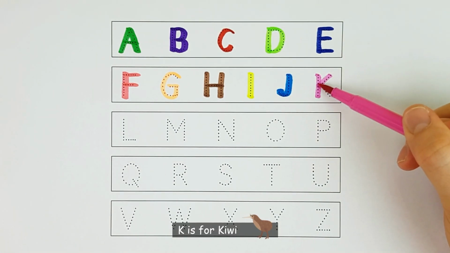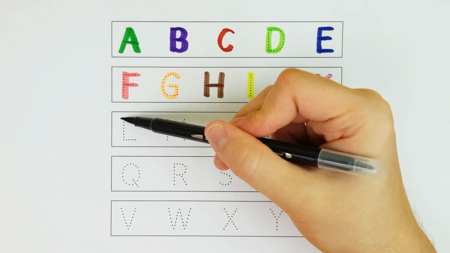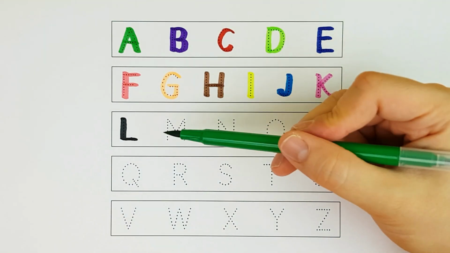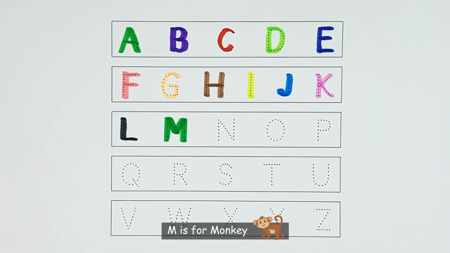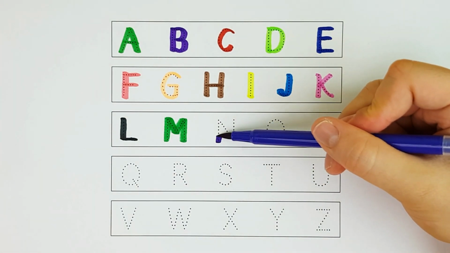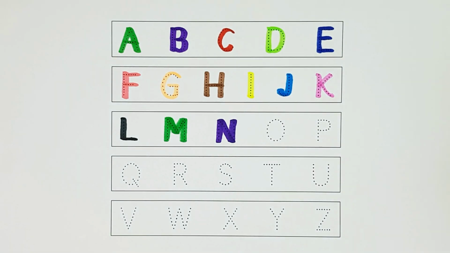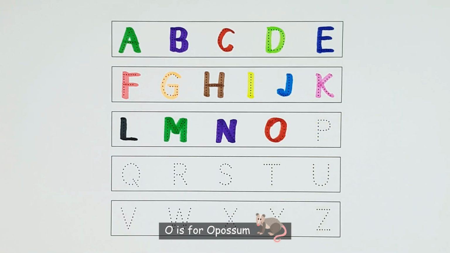K. K is for kiwi. K. L. L is for lamb. L. M. M is for monkey. M. N. N is for numbat. N. O. O is for opossum. O.